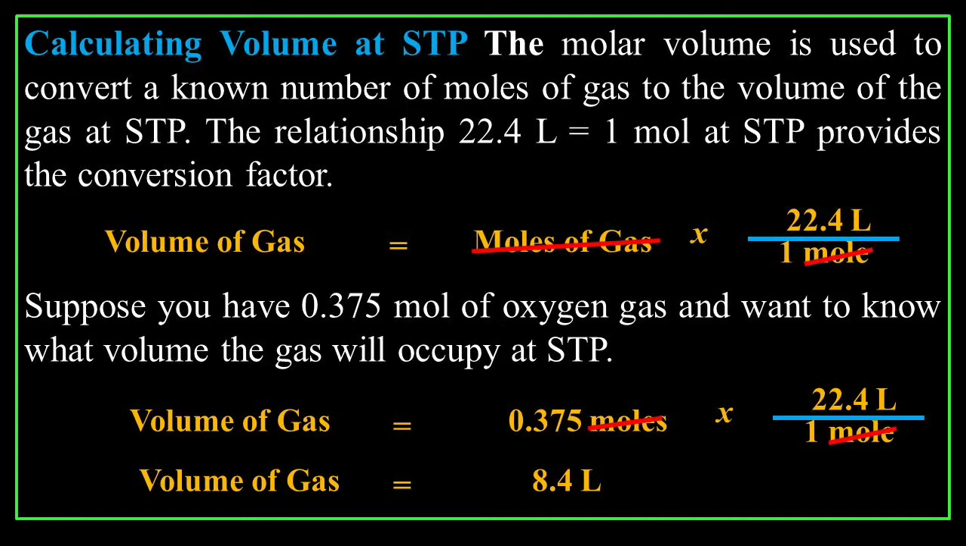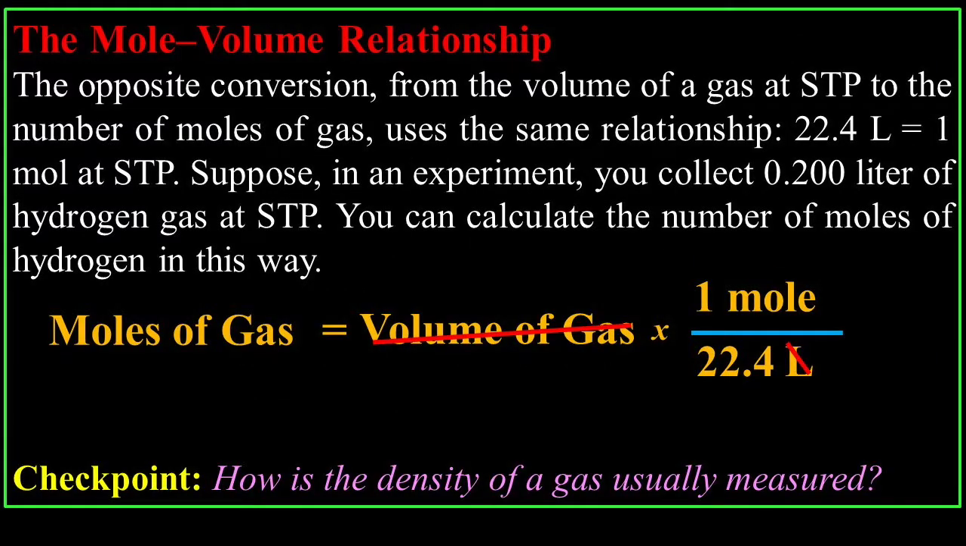So it's going to be 0.375 times 22.4. The moles cancel, and you're left with the volume of the gas as 8.4 liters.